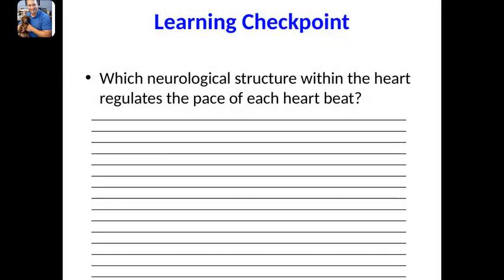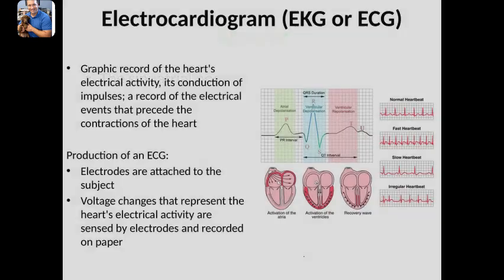So which neurological structure within the heart regulates the pace of each heartbeat? The SA node. You can test the heart's beat for regularity or abnormality with an electrocardiogram. We can call this an EKG or an ECG.